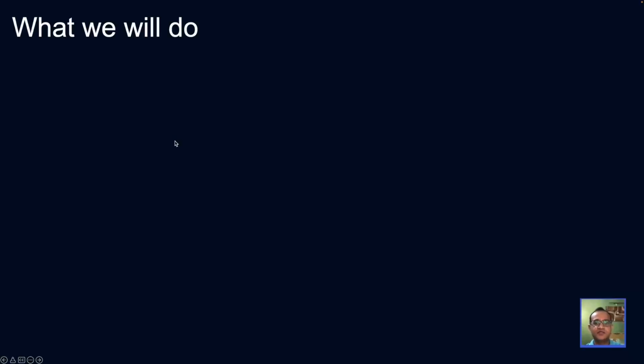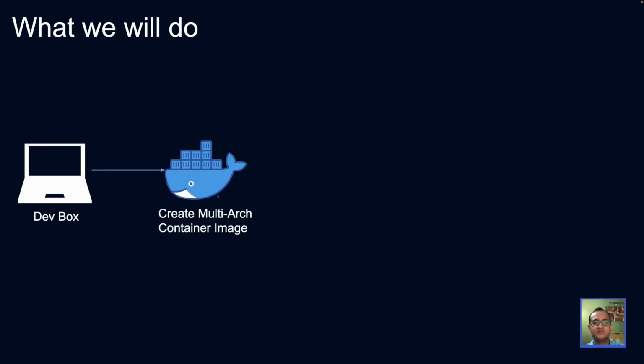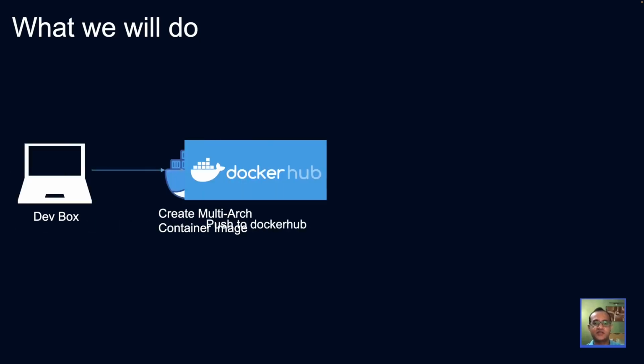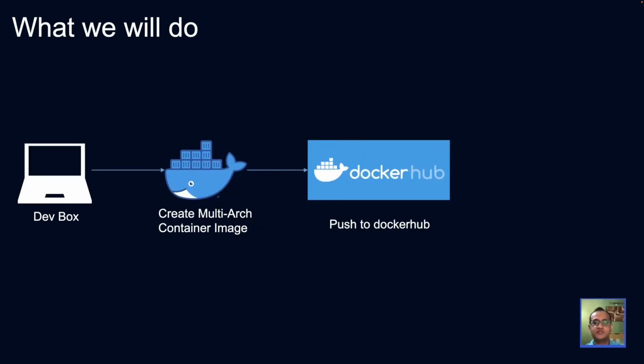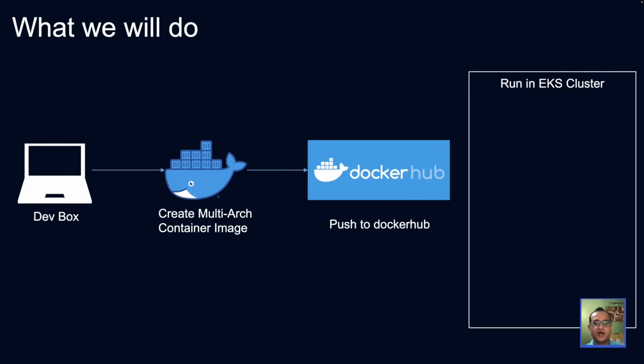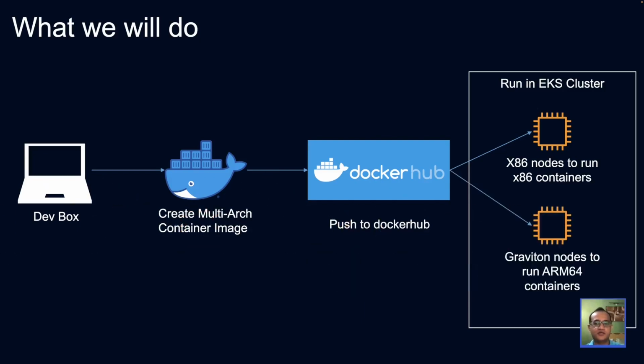In this session, we will build a multi-arch container image using Docker with buildx. Once the container image is built, we will push that container image to Docker Hub. Post that, we will run this multi-arch container in EKS cluster. Our expectation is x86 container should run on worker nodes powered by x86 CPU architecture, and likewise ARM64 containers should get scheduled to run on worker nodes powered by ARM64 architecture. In our case, ARM64 nodes are running on Graviton processors.